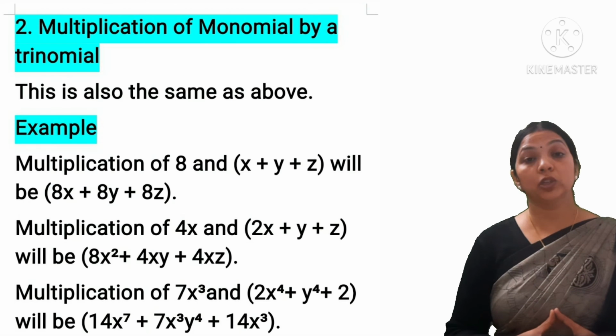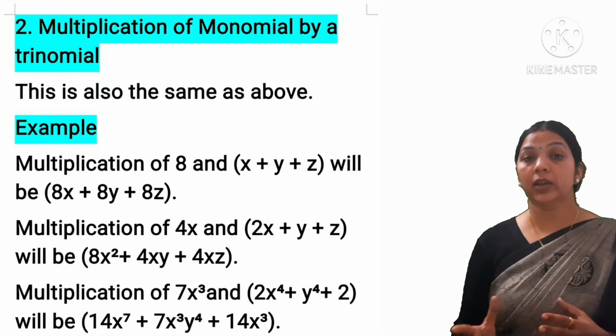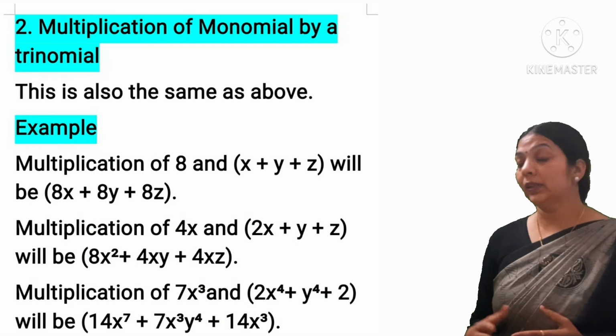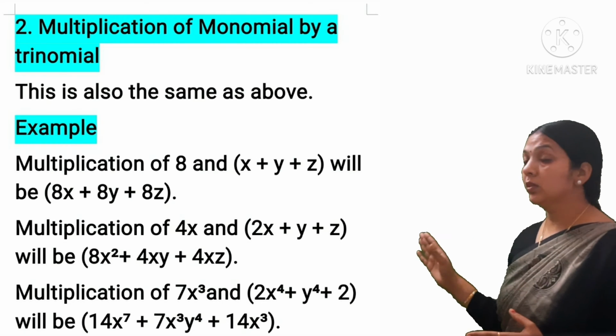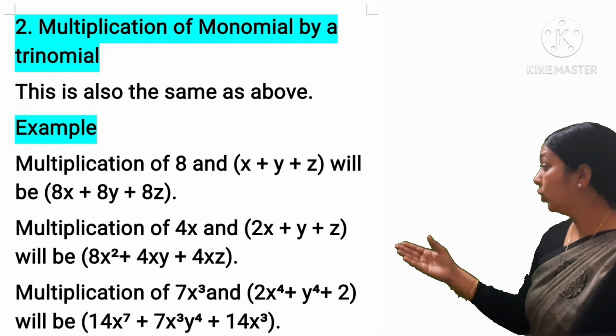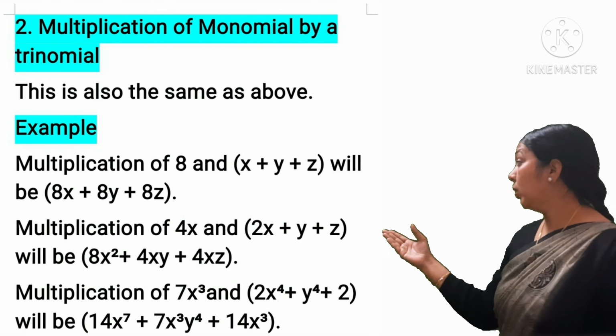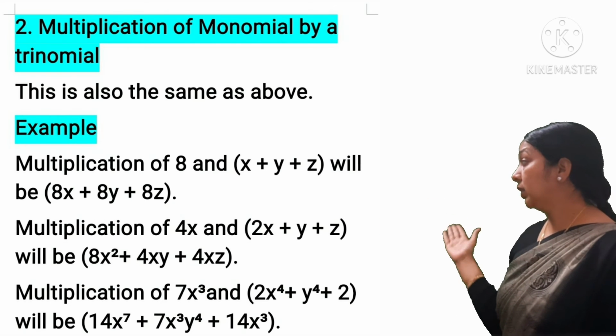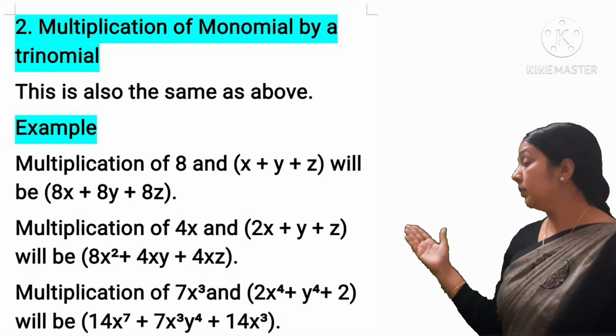Now, multiplication of a monomial by a trinomial. If we want to multiply a monomial by a trinomial, that means it has 3 terms, what will we do? Again, understand with the help of an example. If we want to multiply 8 with the sum of x plus y plus z, then 8 would be multiplied by each of the terms. So it would result in 8x plus 8y plus 8z.